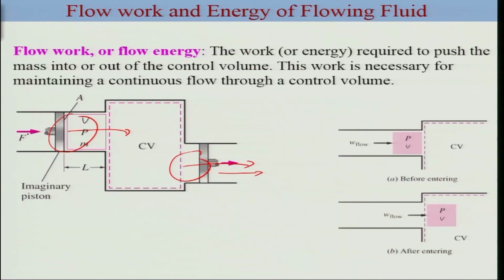So, to maintain a continuous flow, there is a specific work which is necessary, because work is necessary to push the fluid into the control volume, and work is necessary to push the fluid out of the control volume. So, in other words, the surrounding does some work on the system, or the system does some work on the surrounding, and this particular type of work is called flow work. Okay, because this is the work which is required to push the mass into or out of the control volume. So, this we will refer to as flow work or flow energy.